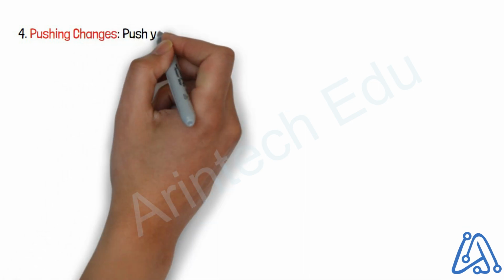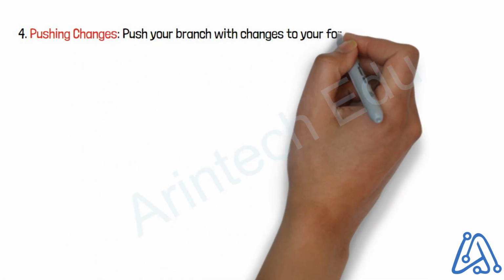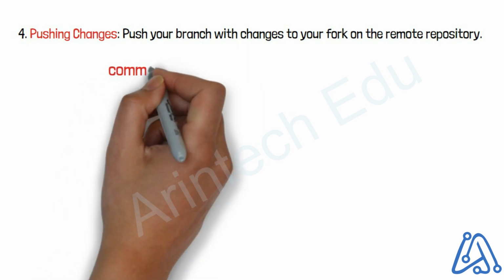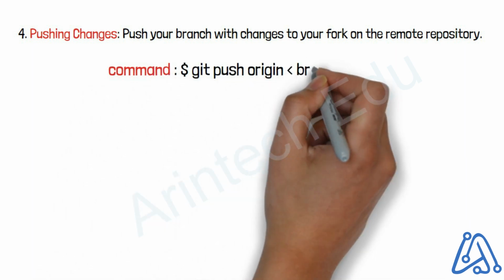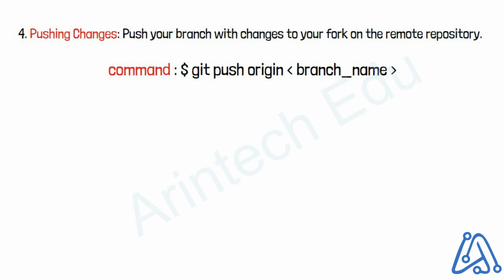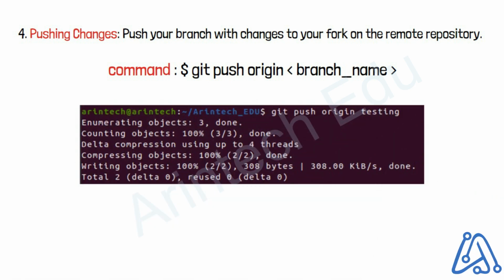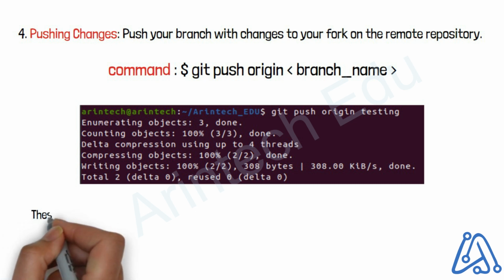4. Pushing changes. Push your branch with changes to your fork on the remote repository. Command: git push origin branch name. This command is used to push the changes made in a local branch to the remote repository.